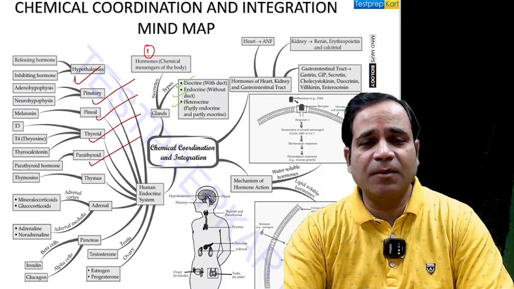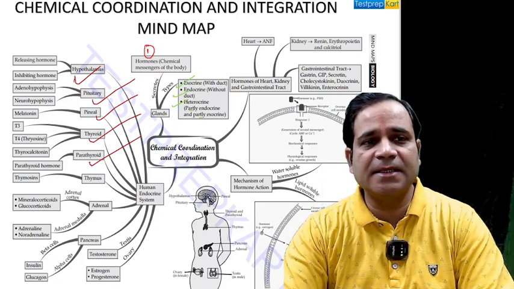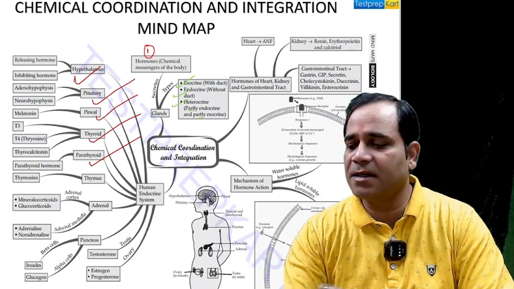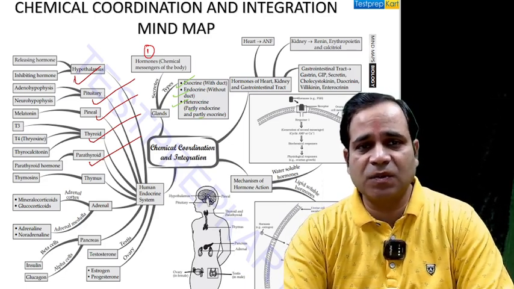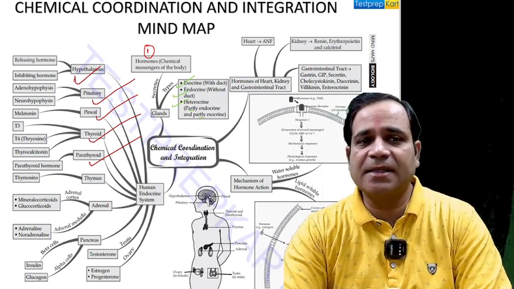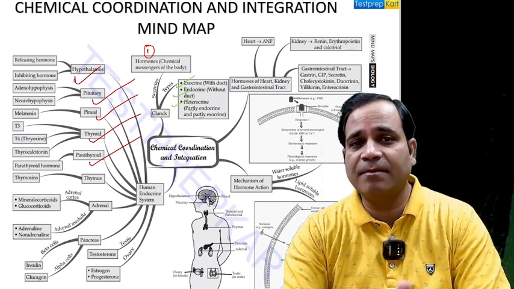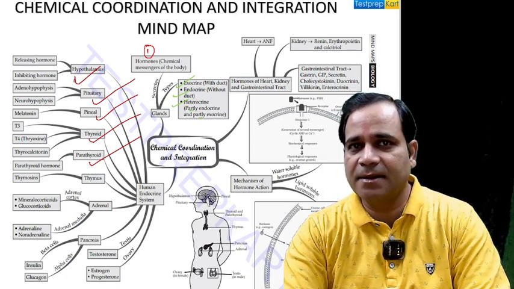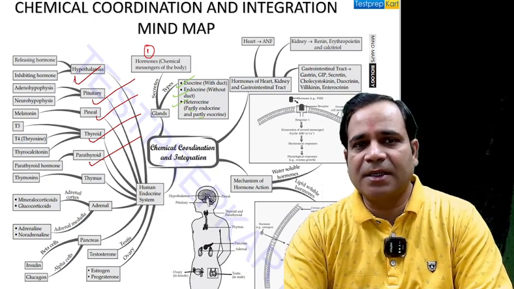Here, I'm going to start this one topic in detail, that is the chemical coordination and integration mind map, my dear. In the previous mind map, I told you about some glands. The names of the glands are the hypothalamus gland, pituitary gland, pineal gland, thyroid gland, and parathyroid gland. Am I right? Okay. So now in this video, I'm going to start the next gland.